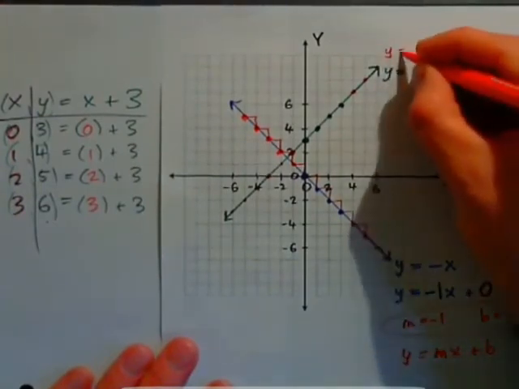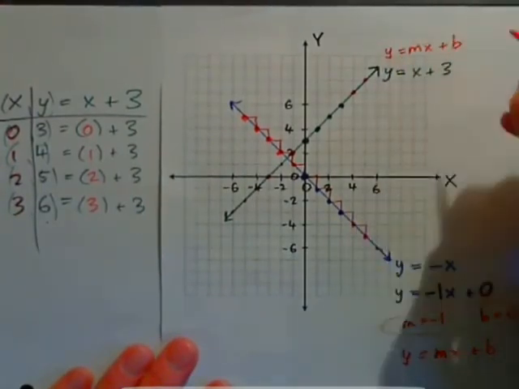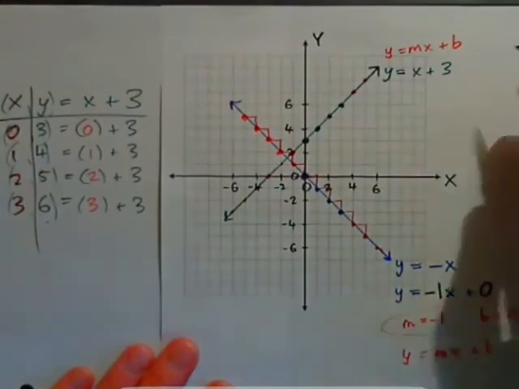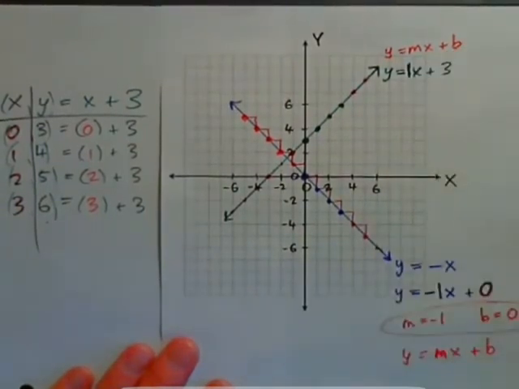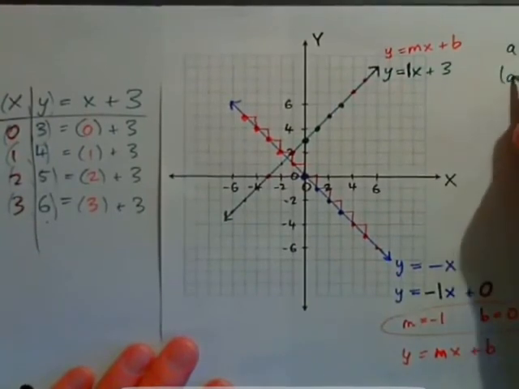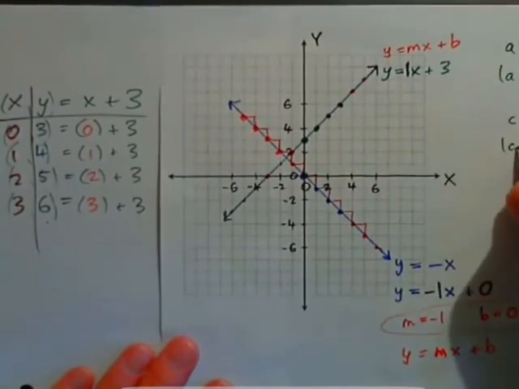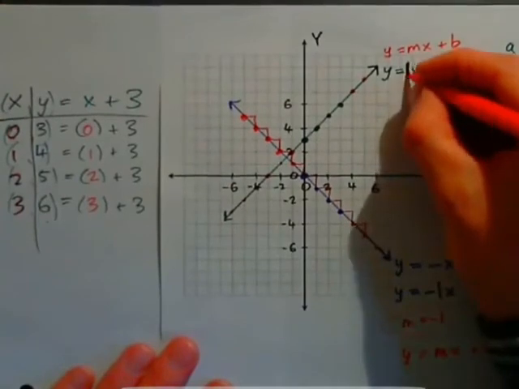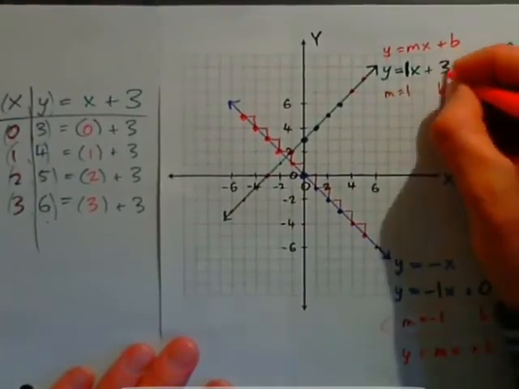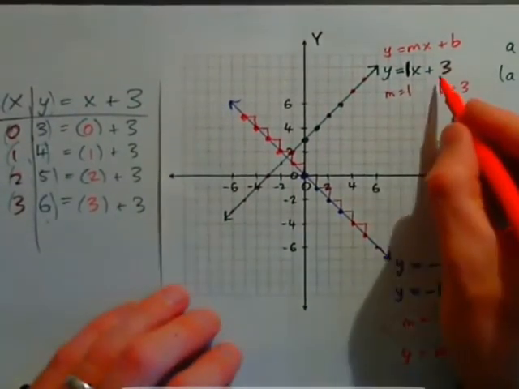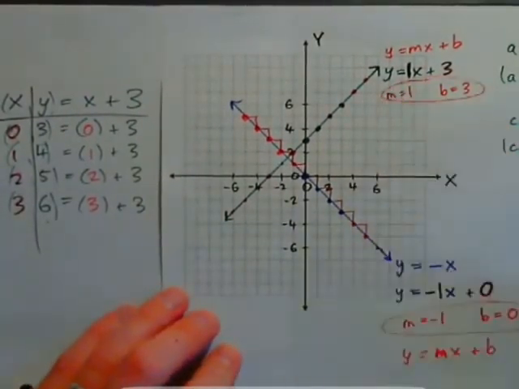So, obviously if y is mx plus b, now I need a coefficient for x, don't I? I only see one x there, so that's the same as one x, just like apple is the same as one apple or cherry is the same as one cherry, right? So obviously I can see that my slope is 1, my y-intercept is 3, okay? So we've done the green line slope and y-intercept and the blue line slope and y-intercept.